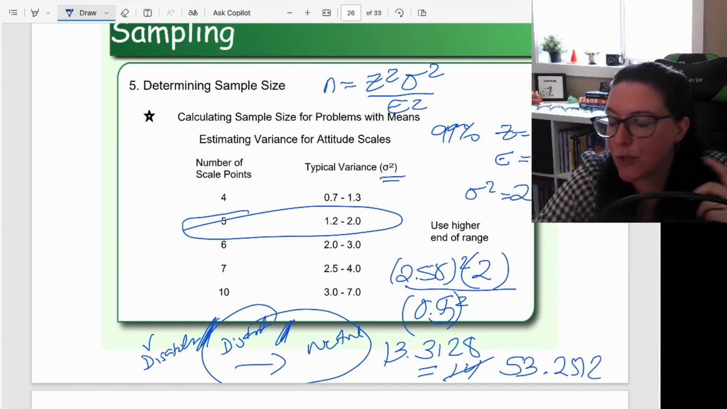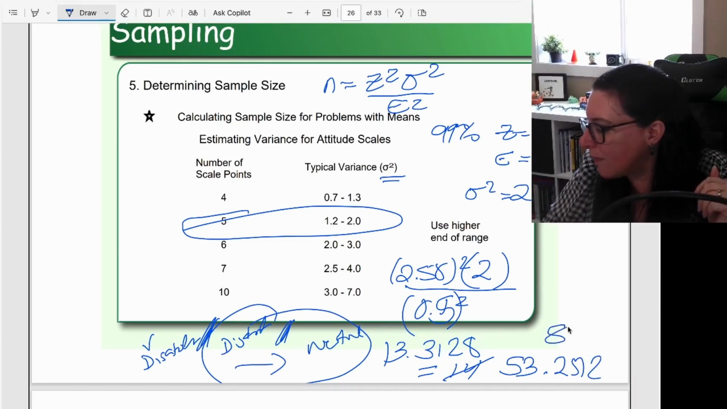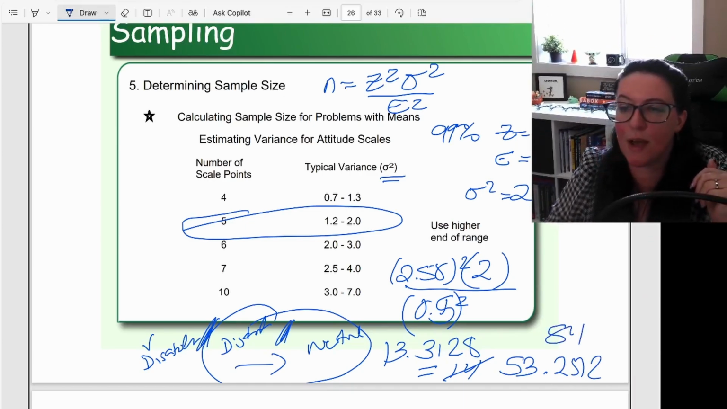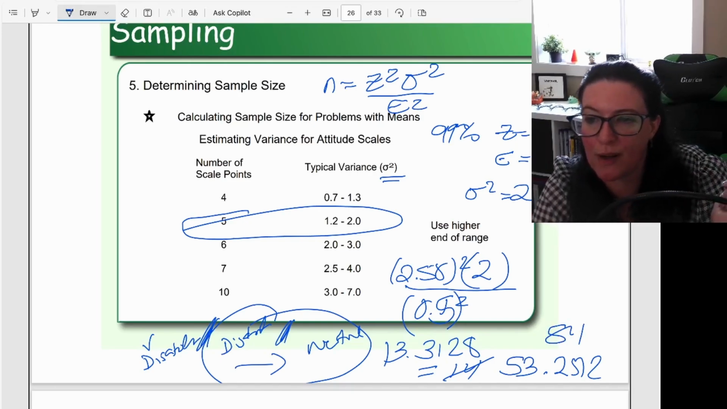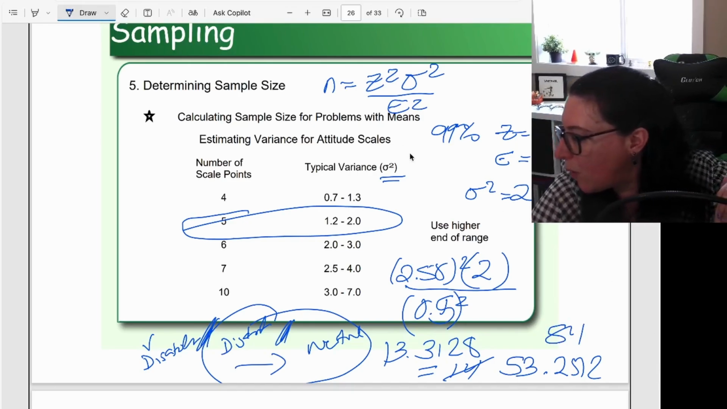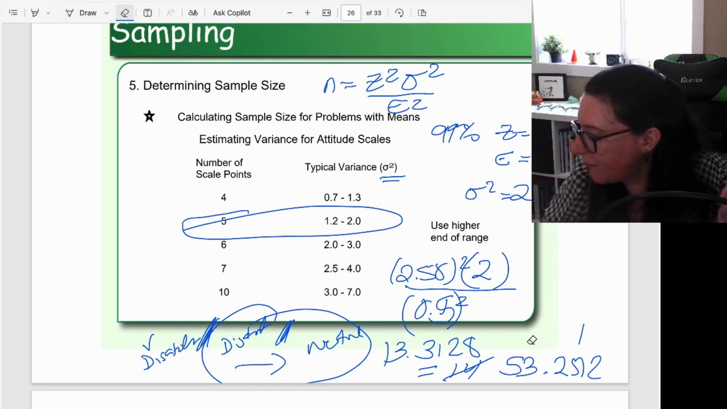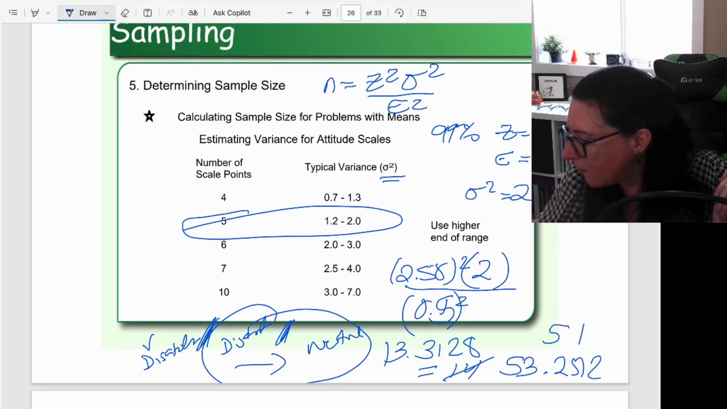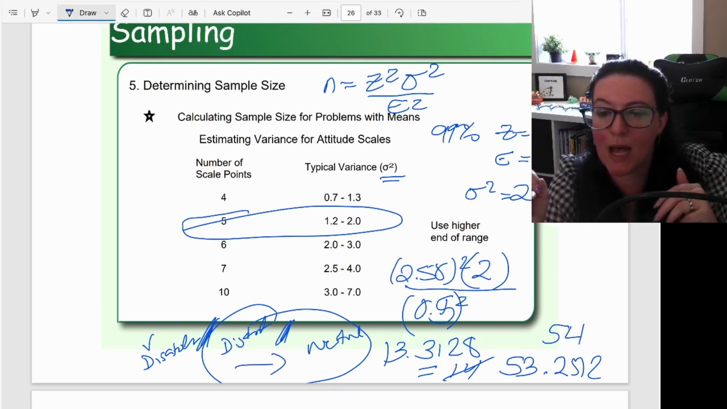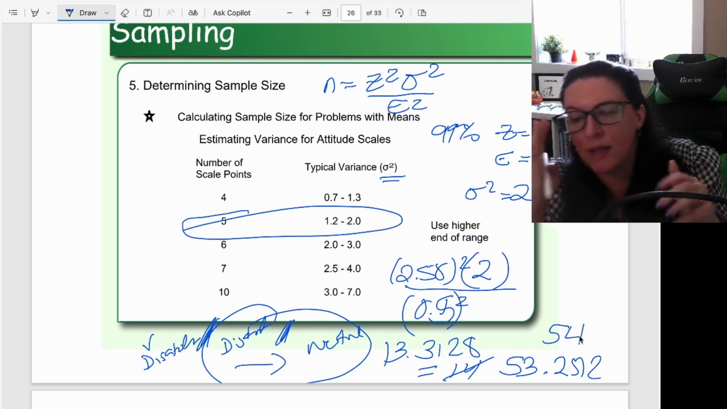We would need actually 54. Always round up with sample sizes because you can't have 0.2512 of a person. So we would need, that looks like it's 81. That's not 81. That's 54. We need a sample size of 54.